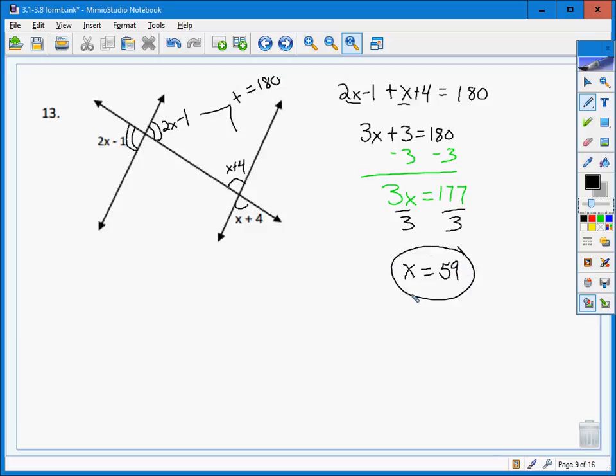X would be 59. And I think we'll have to go back and change the answer to number 13 on the main sheet. It said x equals 5, but x is 59.